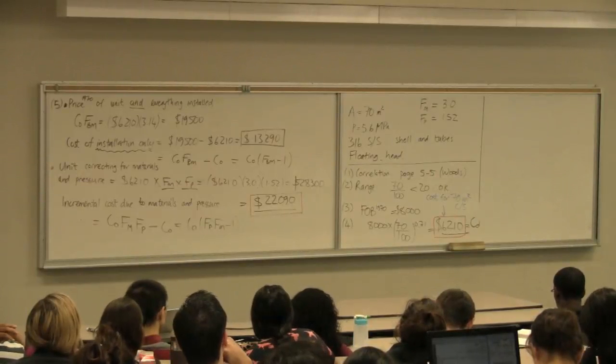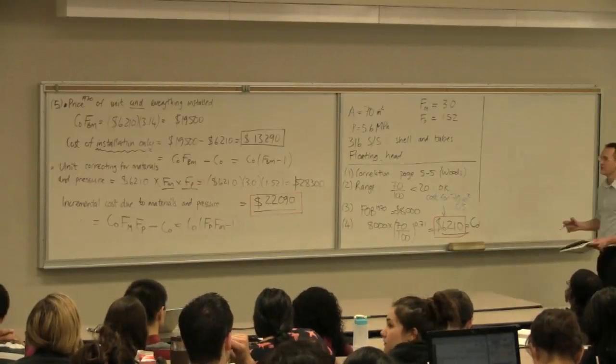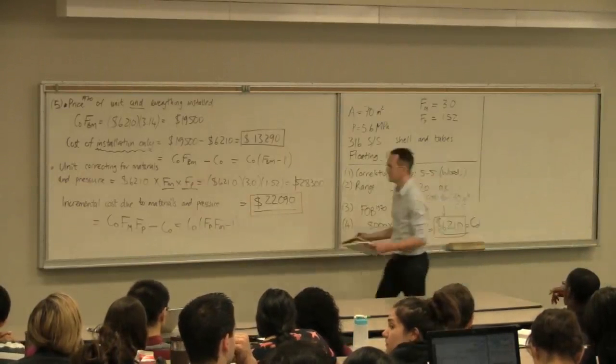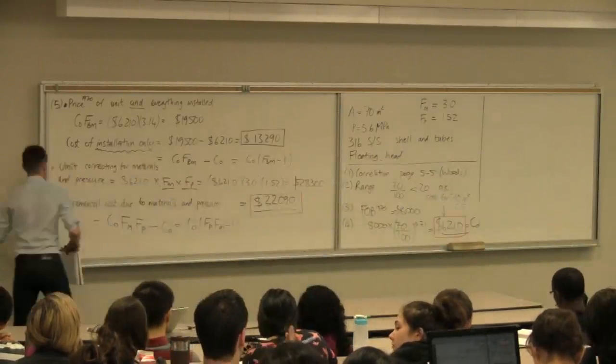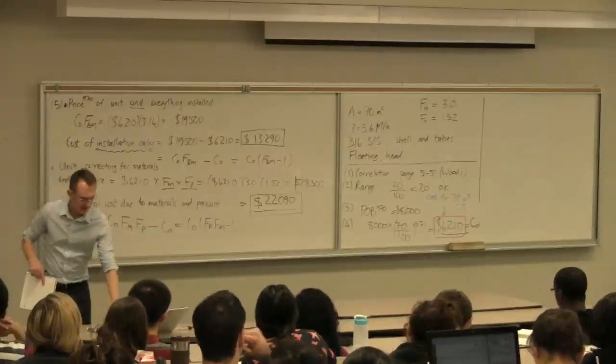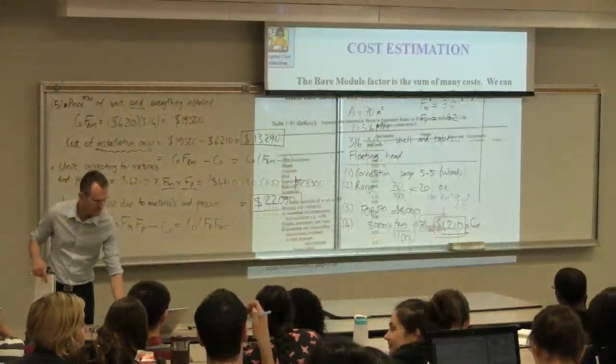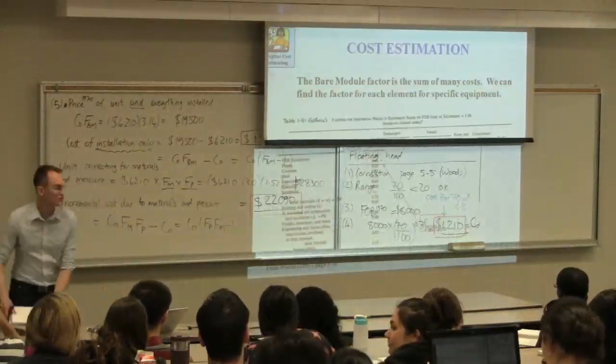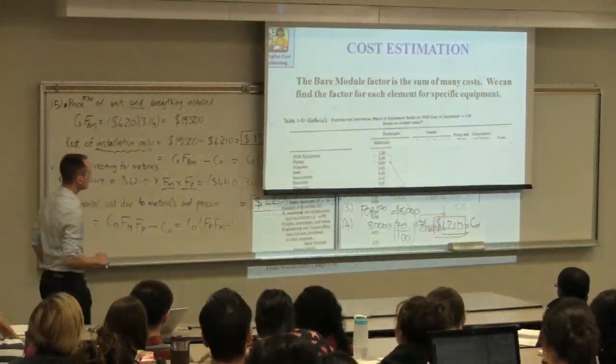So what we need to do is isolate from the bare module how much of that is due to piping. So what we do is, if we come down, we can get this sort of information from tables.